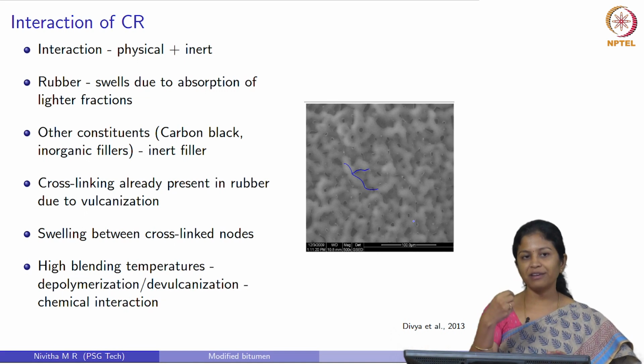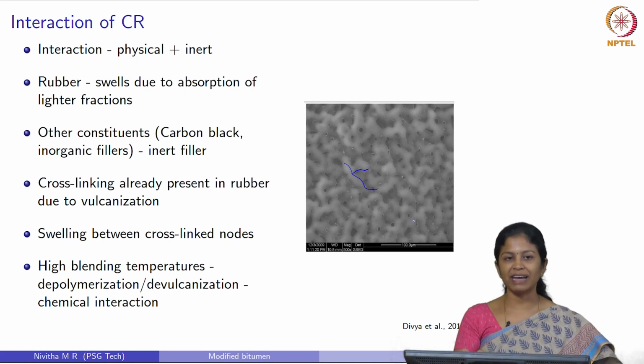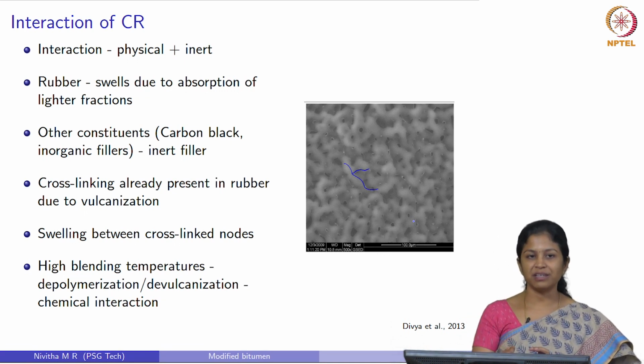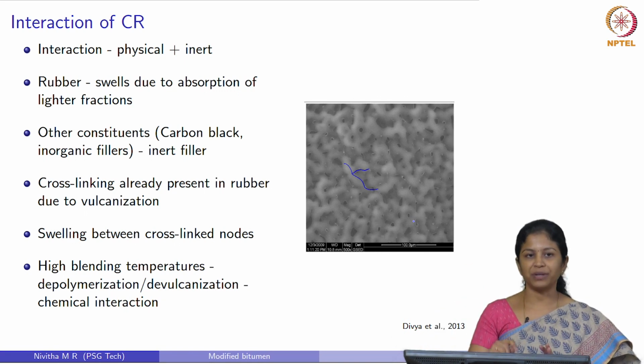So there is already a chemical cross-linking present in crumb rubber, and at high blending temperatures there is depolymerization. The crumb rubber tends to break down because the sulfur unit will be devulcanized; it is broken down from the modifier unit. When this devulcanization happens, people say there are possibilities of development of chemical interaction, but mostly it is reported as a physical interaction and inert material.